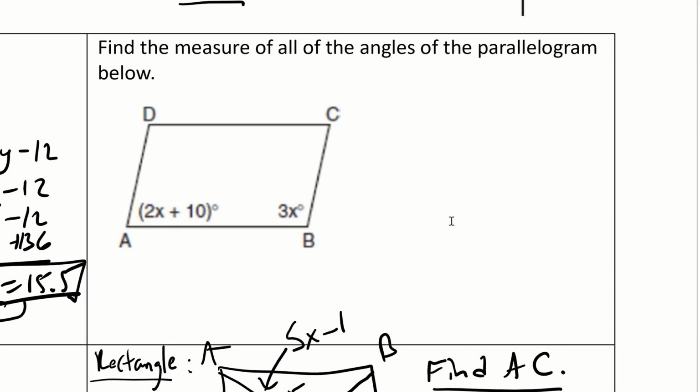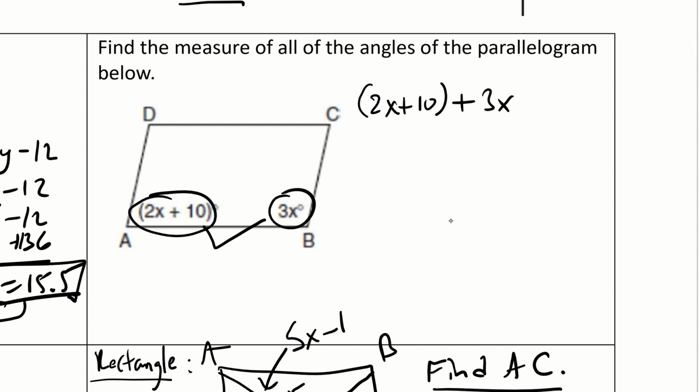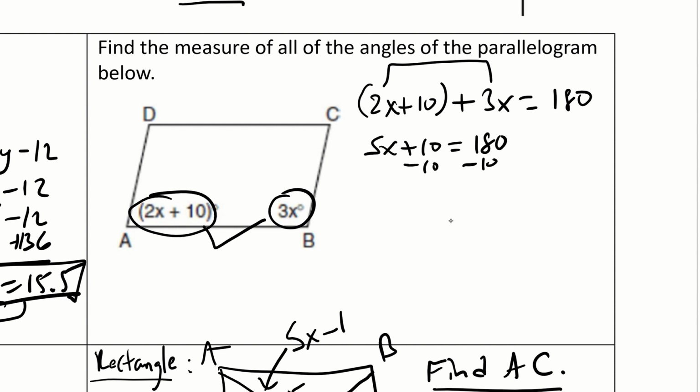Okay, so for the next problem, for the parallelogram, we know that adjacent sides, or two consecutive sides, or the angles next to each other rather, are supplementary. So these two angles must add up to 180 degrees. So we can combine like terms. We got 5x plus 10 equals 180. Subtract 10 on both sides. We got 5x equals 170, divided by 5 on both sides.